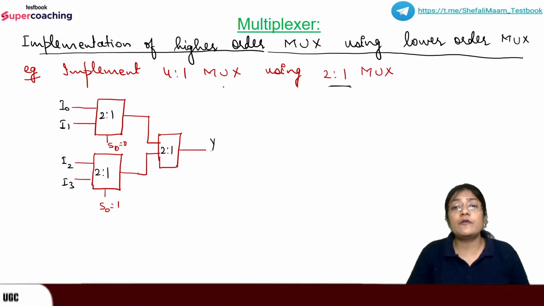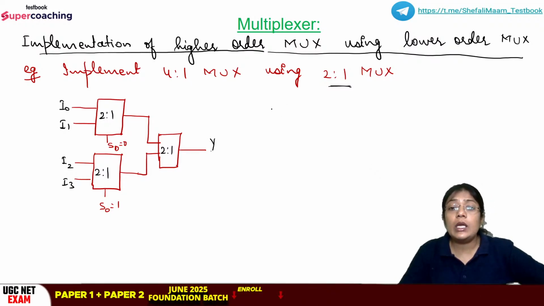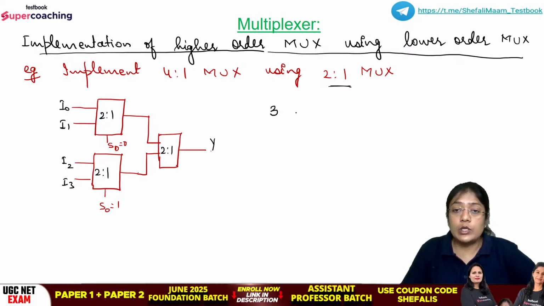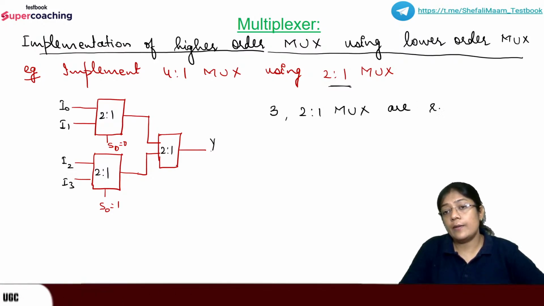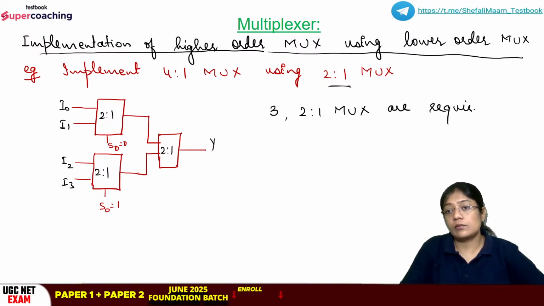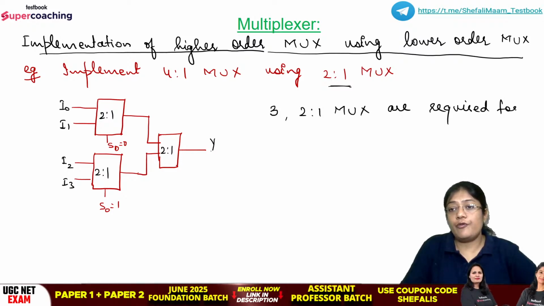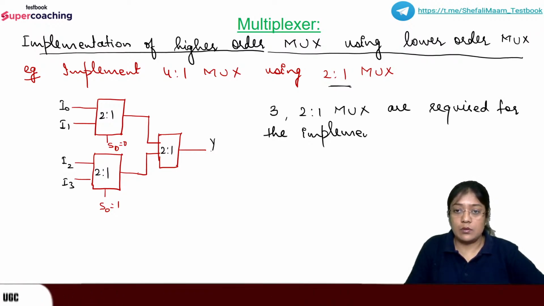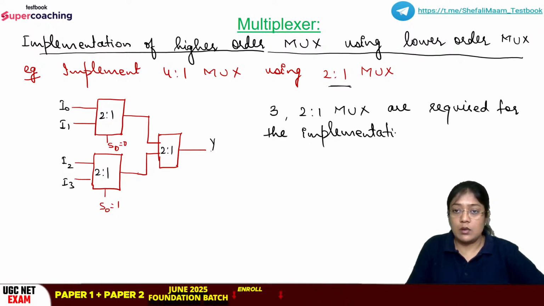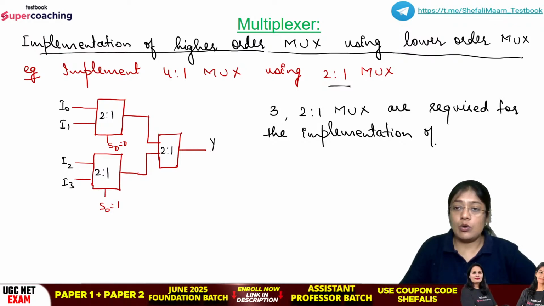In order to implement a 4:1 multiplexer, 3 2:1 mux are required for the implementation of 4:1 mux.